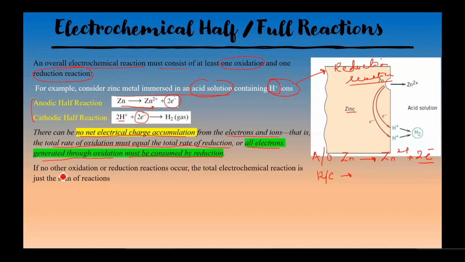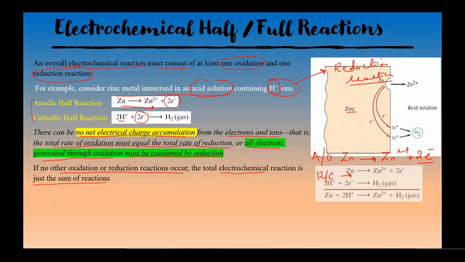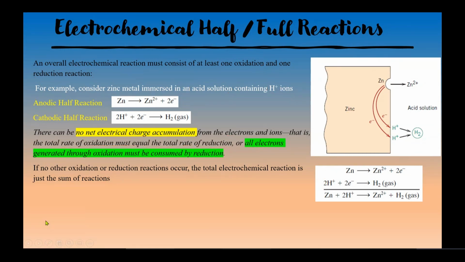If no other oxidation or reduction reactions occur, the total electrochemical reaction is just the summation of the two reactions, the anodic and cathodic reaction. So what you'll do is that you have essentially added the two, electrons would cancel out, and you'll have zinc going to Zn2+ and hydrogen ions converting into hydrogen gas. This is the overall electrochemical reaction that is taking place.